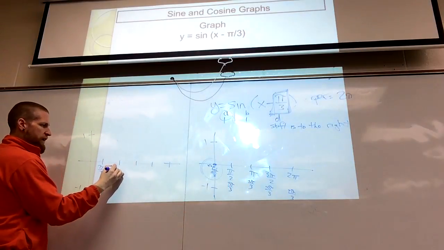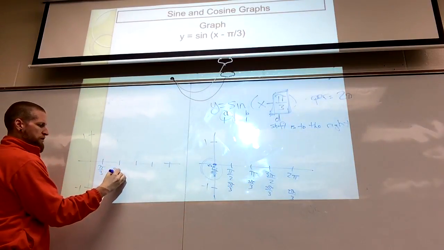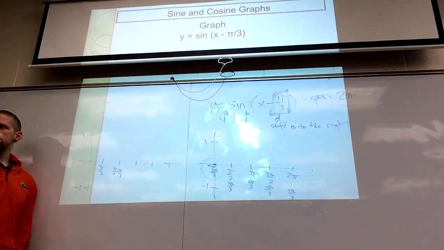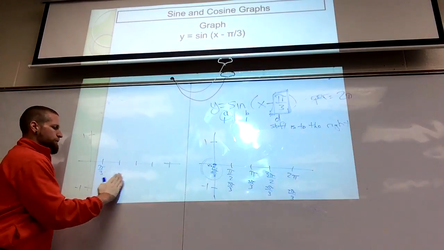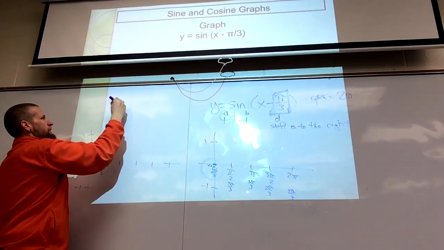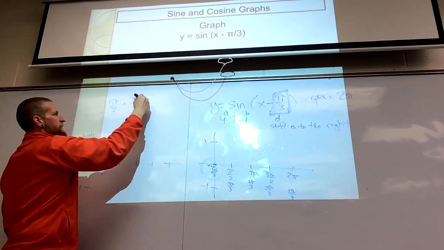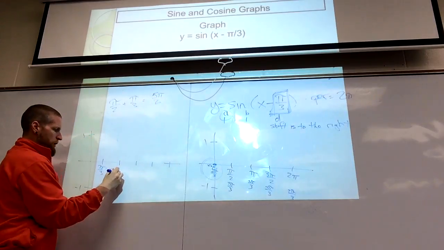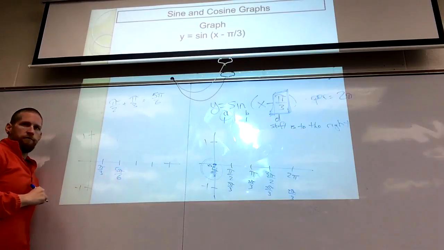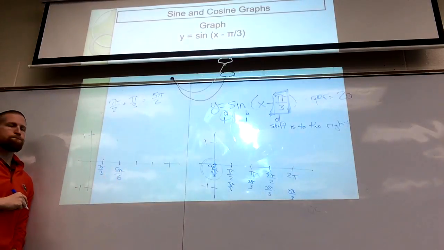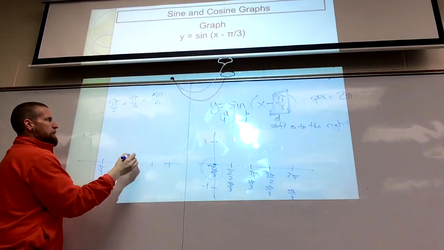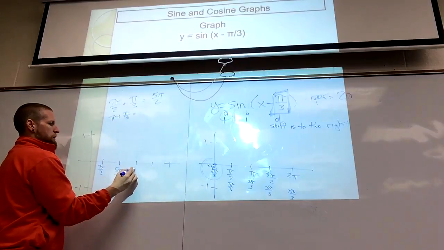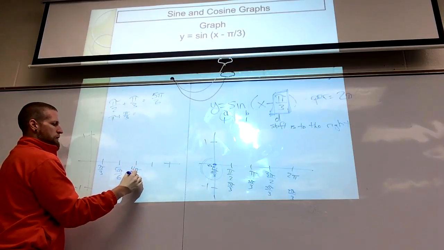So this number here is pi over 2 plus pi over 3, but I want it as one fraction. Don't leave it as two things added together. So what is that? Did you say 5 pi over 6? 5 pi over 6. So I'm going to put a 5 pi over 6 there. This one here is pi plus pi over 3. What's that? 4 pi over 3.